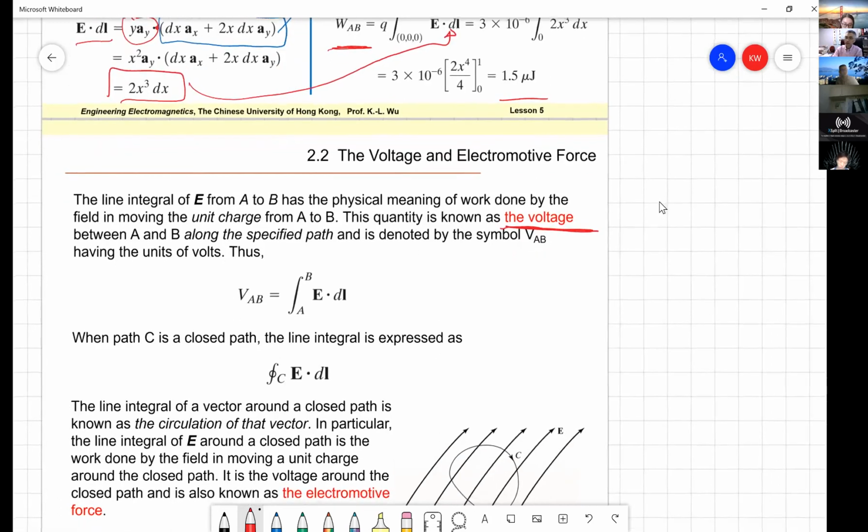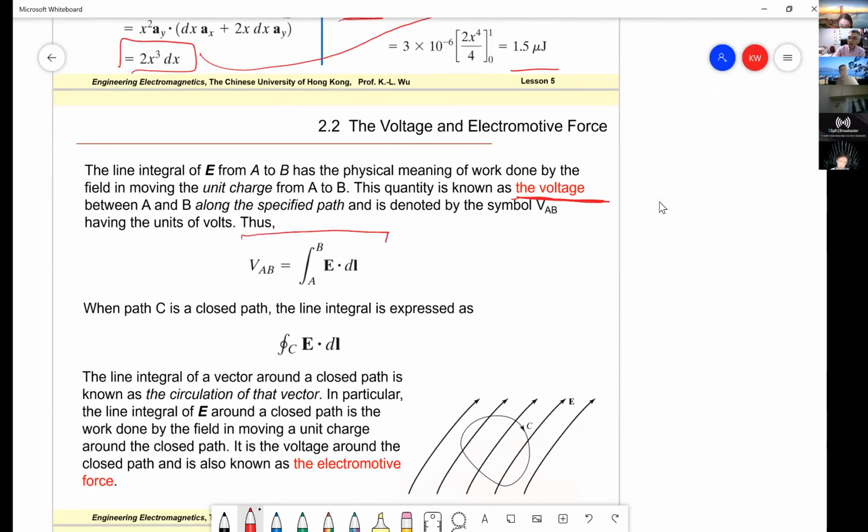Let's say this is the most original definition of voltage, but we didn't stipulate what the property of the electrical field is. Then let's say the path C somehow comes back to the same point, so A and B are the same point. Then we do this line integration, a closed loop line integration.